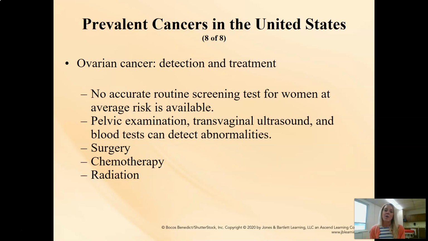There is no accurate routine screening test for ovarian cancer. Pelvic examination, transvaginal ultrasound, and blood tests can detect some abnormalities, and then treatments typically include surgery, chemotherapy, and radiation.